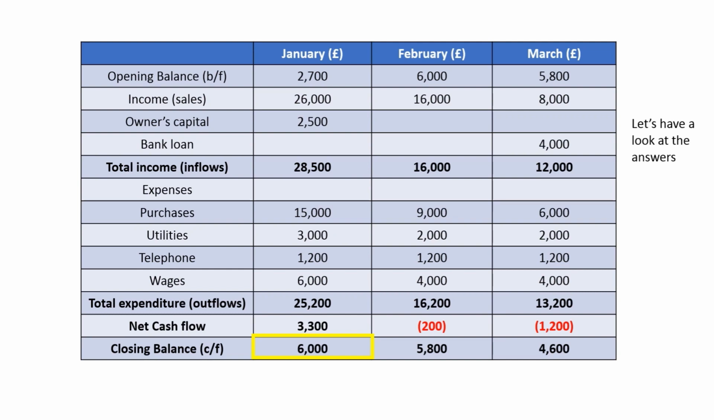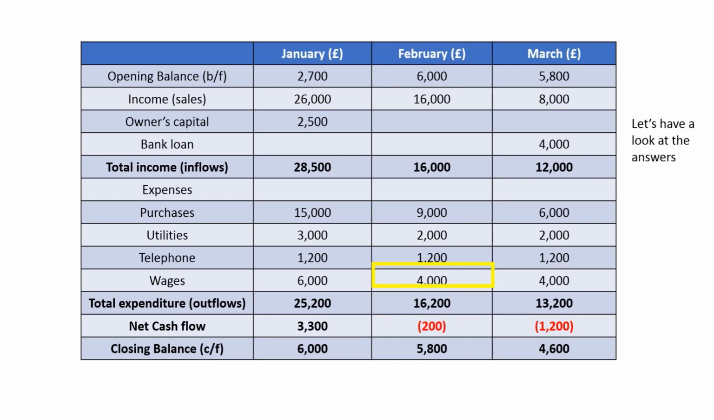We then take that closing balance and we carry it forward to February. It then becomes our opening balance. And you'll recall that the brought forward is from the previous month. So our opening balance of £6,000 has been brought forward from our closing balance in January.